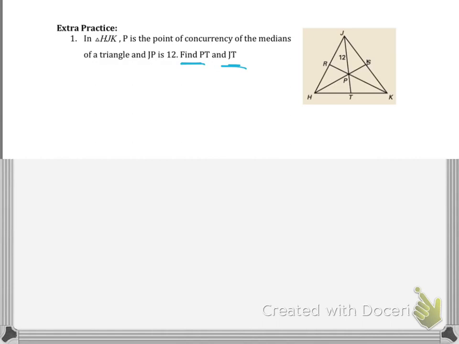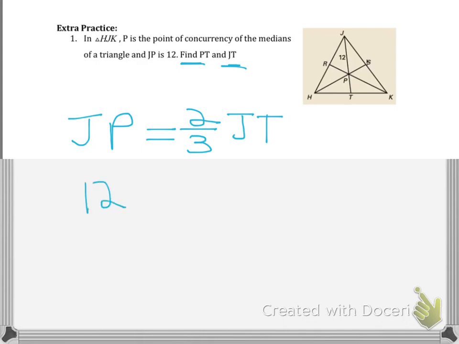We need an equation that depicts a relationship. So I know that JP, that's from the vertex to the centroid, equals a length that is 2/3 of the distance of the median, which is JT. Okay, so I have a value. My value I have is for JP. So under JP, I'm going to put a 12. 12 equals 2/3 JT.